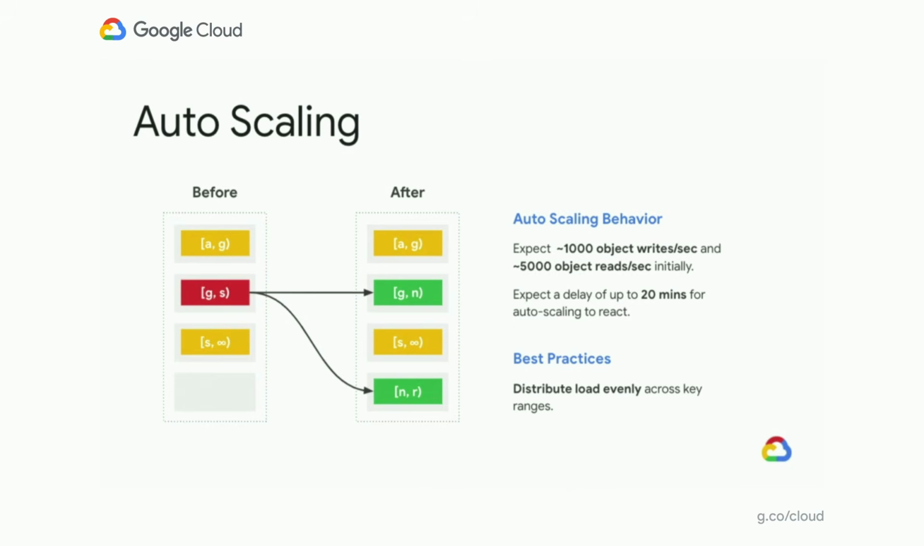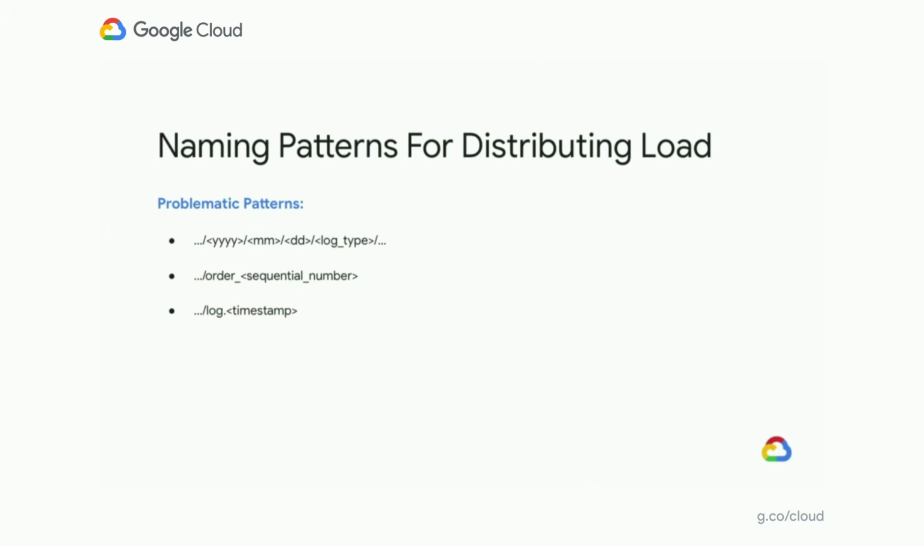The key thing to making this work really well is to distribute the load evenly across key ranges. For the majority of cases, autoscaling provides the scalability that you need without any other considerations. But there is one pattern that trips this up, and that is sequential access. So let's talk about some of the object naming patterns that can cause sequential access. The first one is using a year, month, and day format. The second is generating order numbers or user IDs using monotonically increasing or sequential numbers. And the third one is using a timestamp.